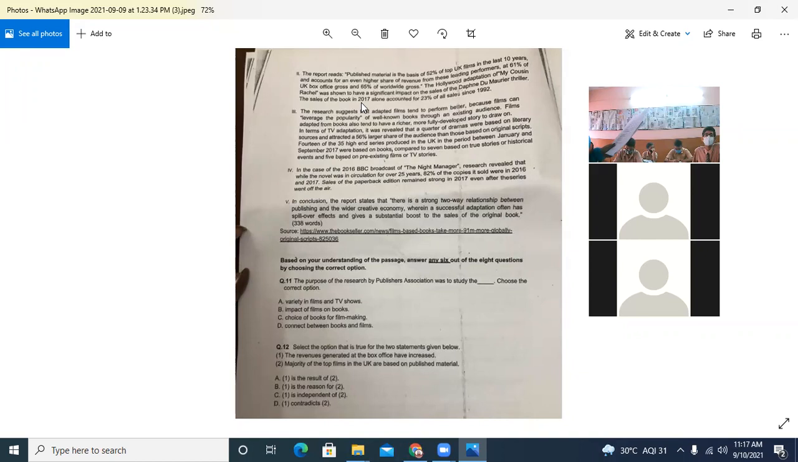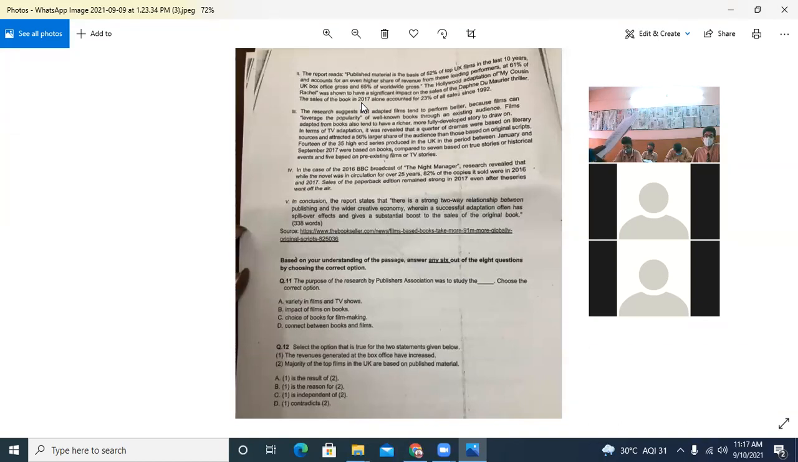Next one. Does the research suggest that adapted films tend to perform better because films can leverage the popularity of well-known books to an existing audience? So now he's giving one of the reasons. That why these films got popular, because they have existing audience. Those people who read these books, when they see the film based upon the same book, they would like to watch it. Okay? So this is one reason. Leverage is value. Increase value.